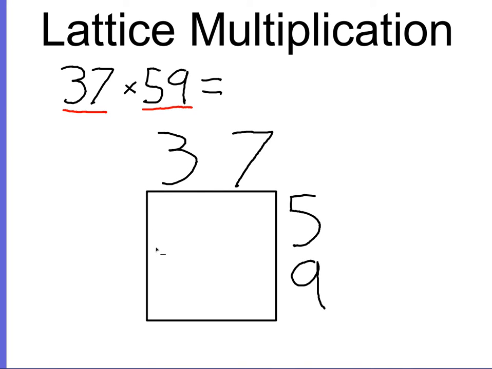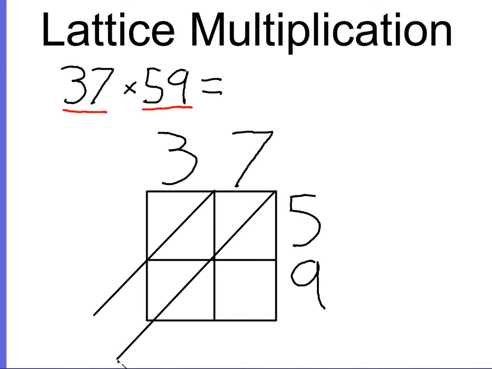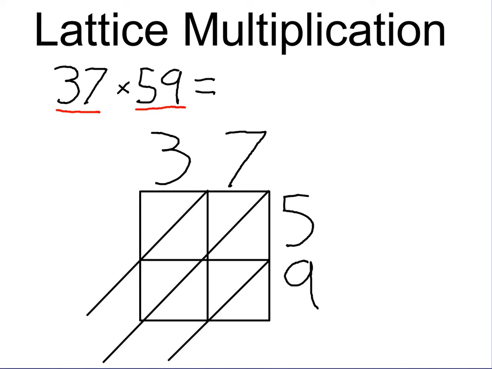Since it's two-digit times two-digit, we are going to put 2 rows, 2 columns. And to finish up the setup, you need to draw some diagonal lines down through the corners. Now, this is what I think the drawback of lattice is, it just takes some time to set up. As you can see, we haven't done any multiplication yet, and we spent a while setting up, but that's alright. Now we get to multiply.